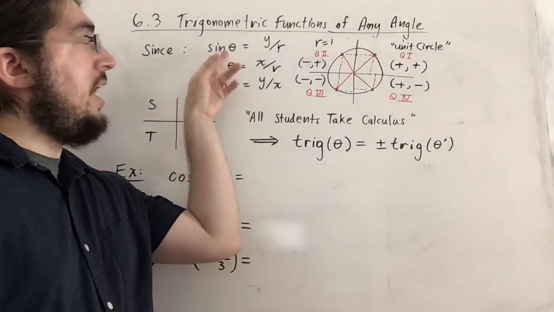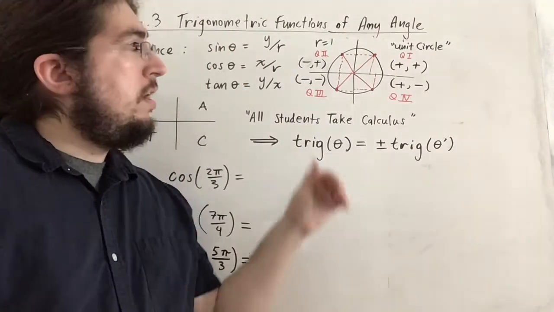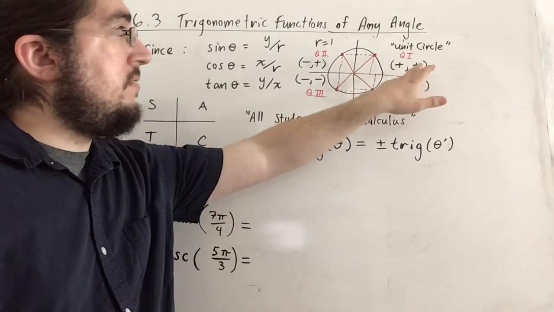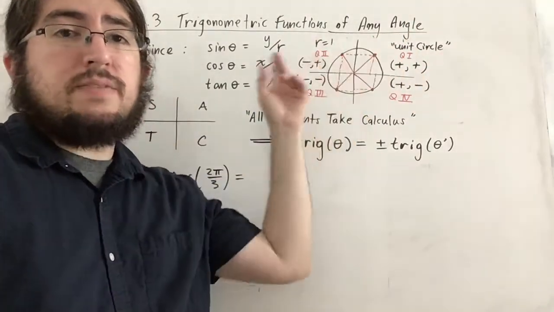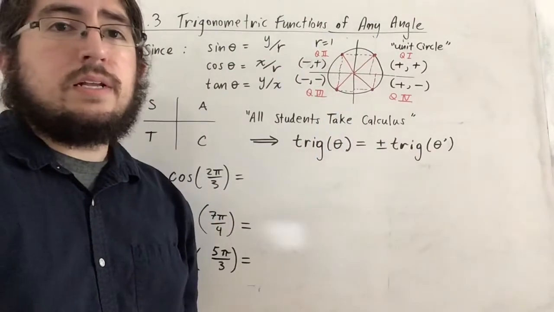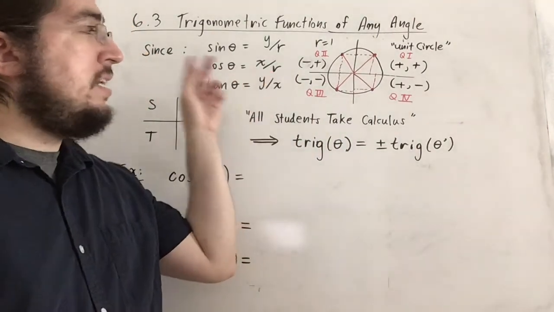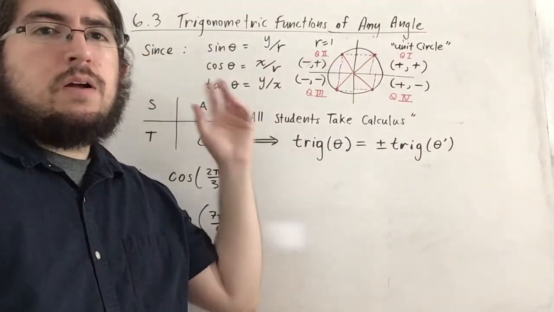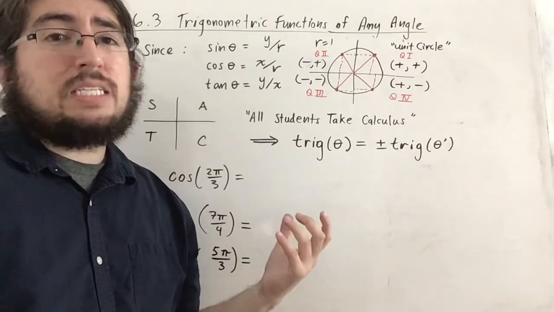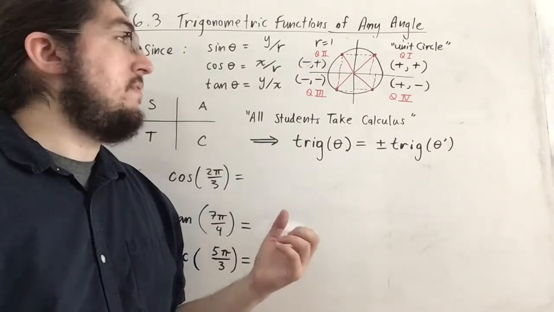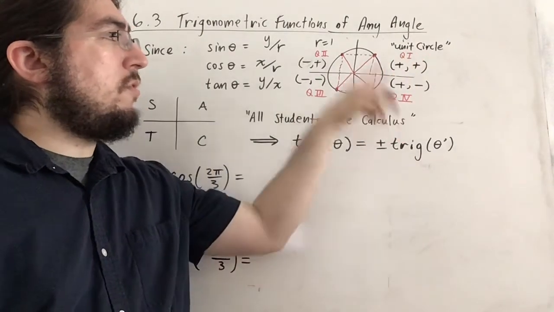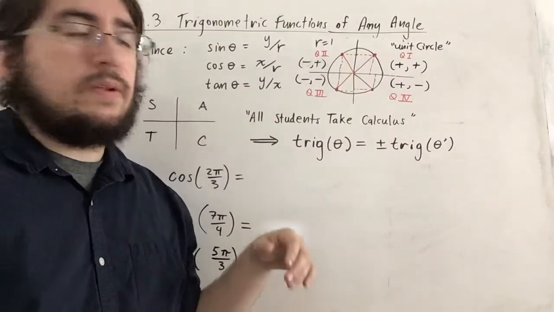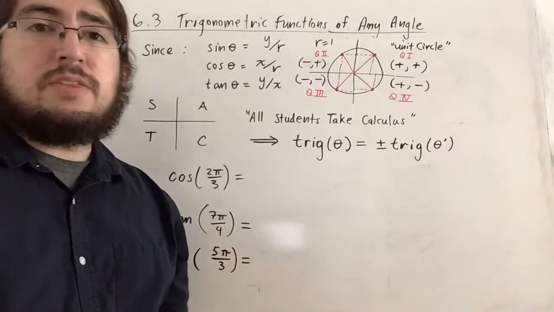So since sine is y over r, and since y is positive in the first and second quadrant, that means sine is going to be positive in those quadrants and negative in the others. Similarly for cosine, since cosine is x over r, cosine will be positive when x is positive and negative when x is negative. So it'll be positive in the first and fourth quadrants. That's when x is positive. And negative in the second and third quadrants.